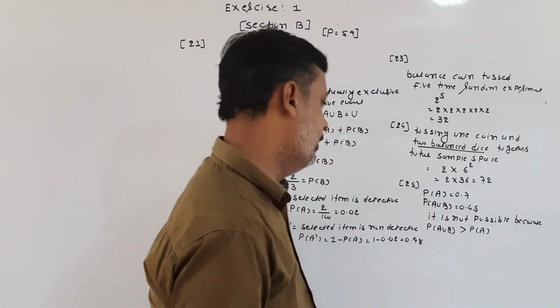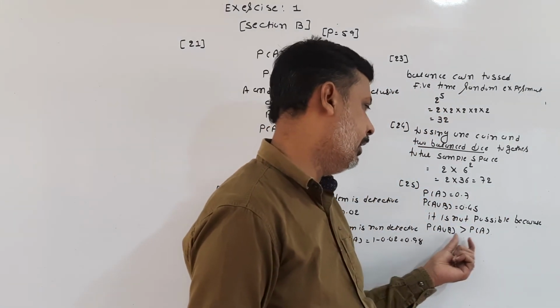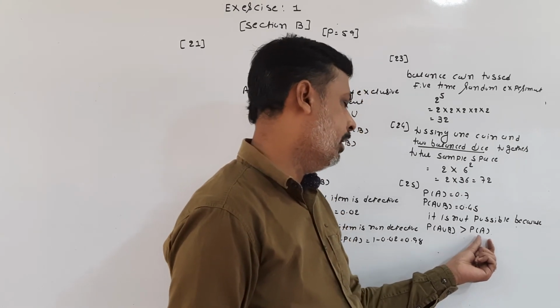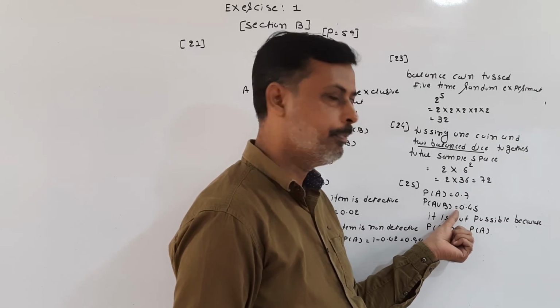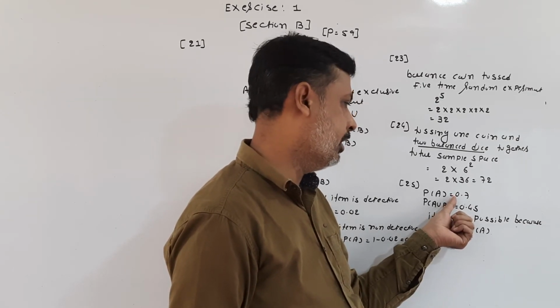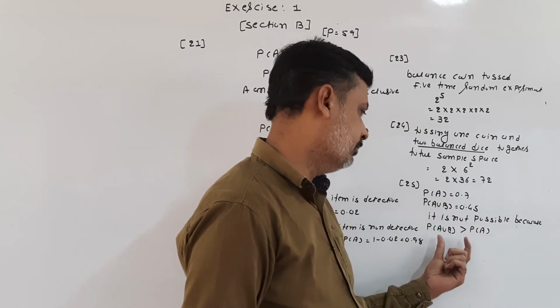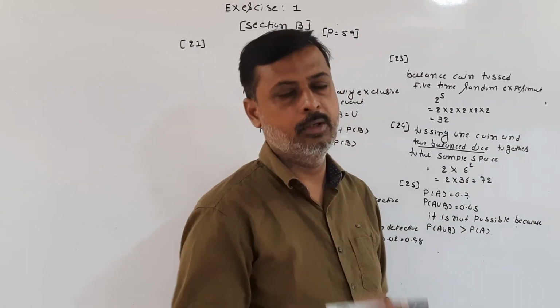It is not possible because P of A union B is always greater than P of A, लेकिन यहाँ पर A union B की वैल्यू P of A से कम है, so this is not possible.